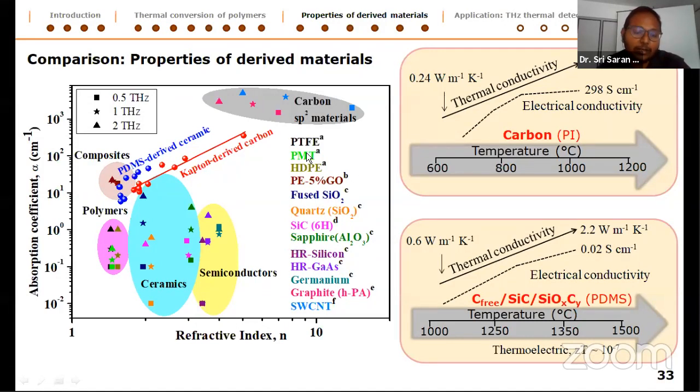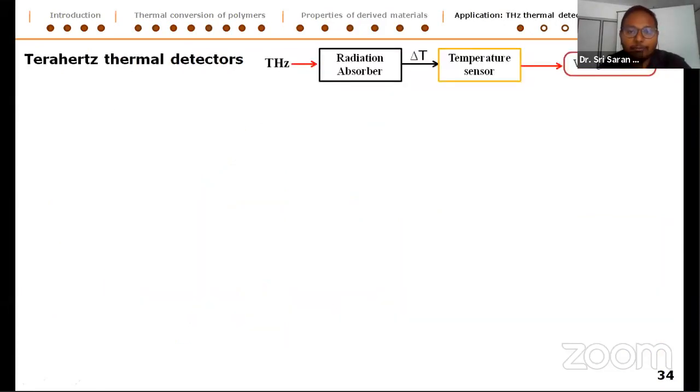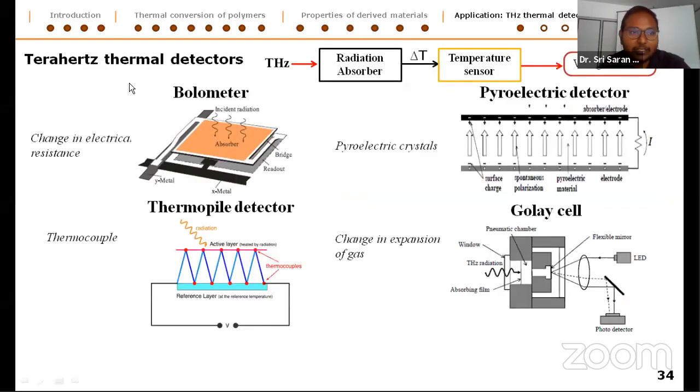So that's why the absorber that does not exist in this domain, we are able to make with the modulation of the carbon with this chemical approach. Okay. And finally, I do not have more time, so I present the thermal detectors.